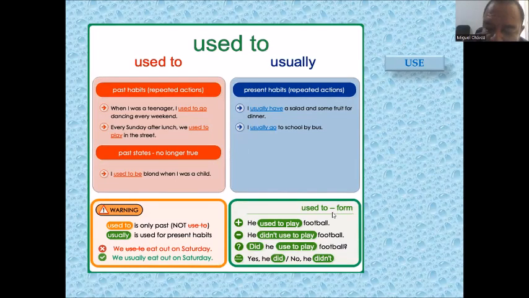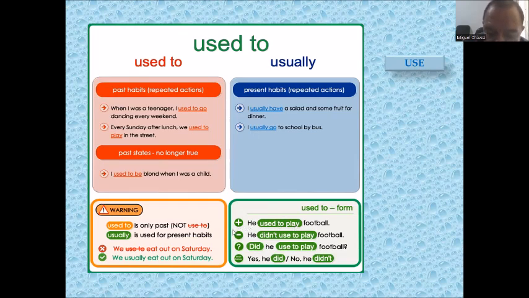Remember that the form of used to is the same for any subject. I used to play, he used to play, you used to play, we used to play, they used to play. It doesn't change. We use used to for any subject. Peter used to play. My family used to play.